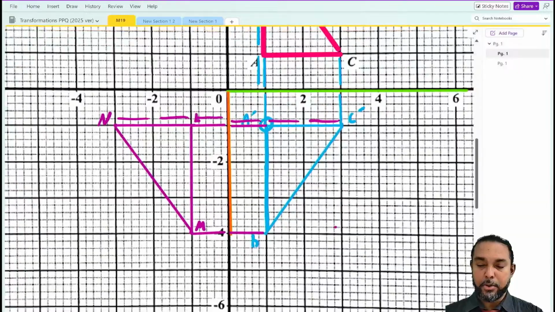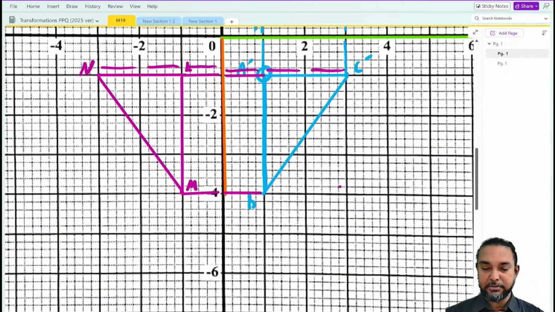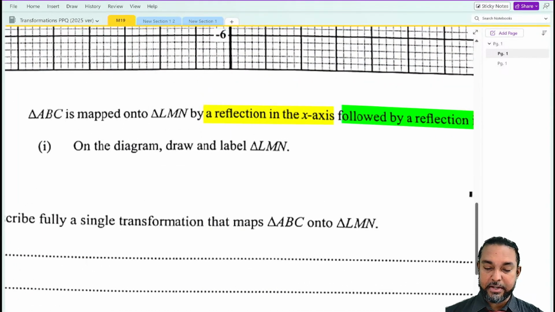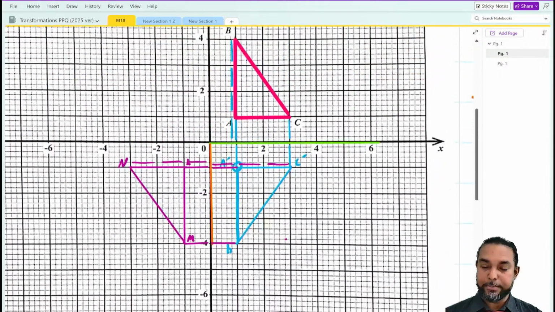So that's how we reflect in the x-axis first and then the y-axis after that. It says on the diagram, draw and label LMN and then describe fully a single transformation. But let's hold it there for a second before we get into the next part.